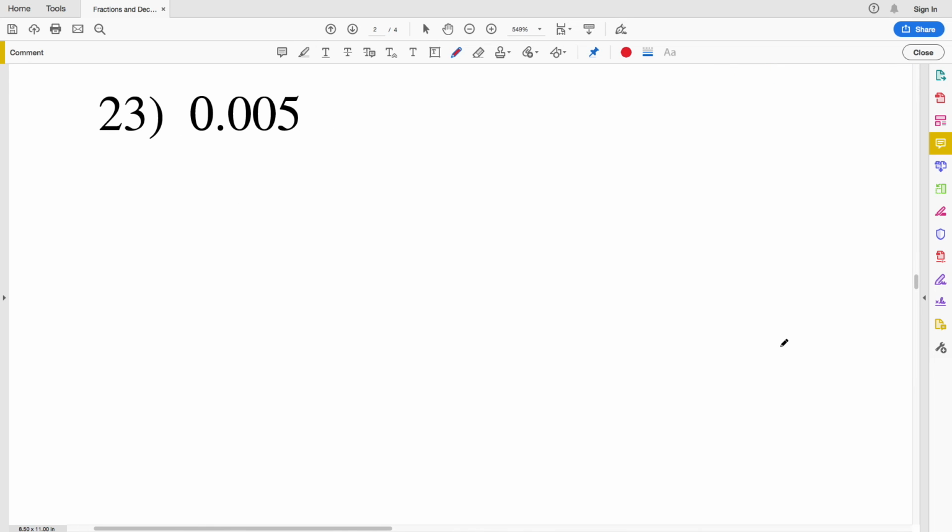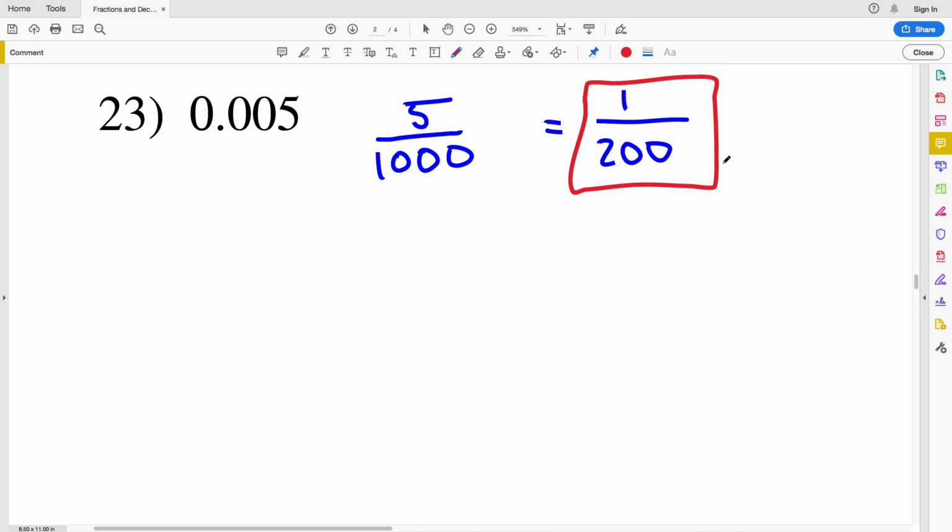Now on to number 23, back to an easy one. This we can read as not the tenths, hundredths, but thousandths. So this we can write as 5 thousandths. 5 over 1,000, which 5 and 1,000 are both divisible by 5. And we know this because 5 goes into any number that ends in 5 or 0. So 5 divided by 5 is equal to 1, and 1,000 divided by 5 is equal to 200. So 1 over 200 is our solution in number 23.